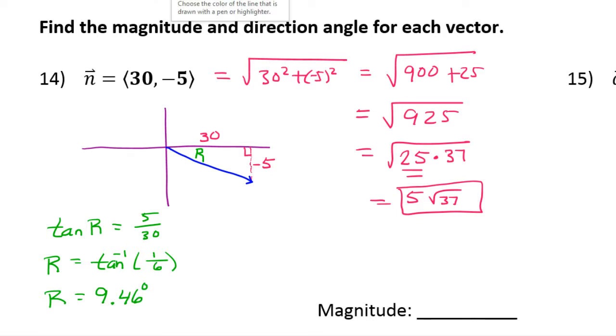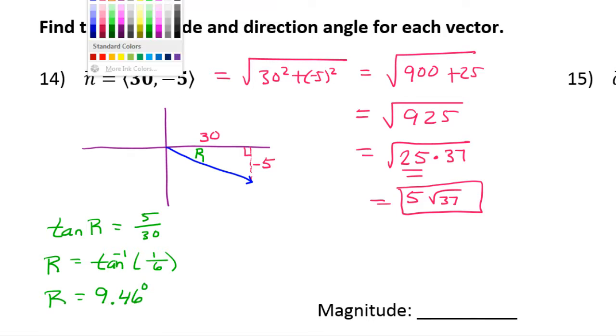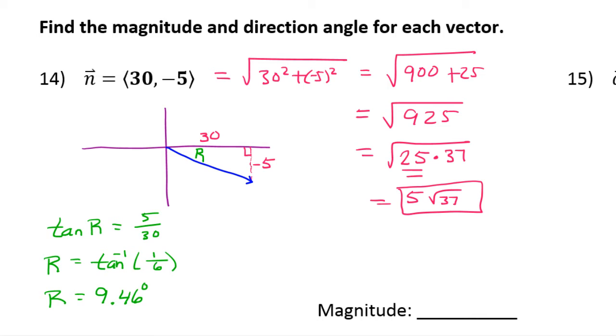Okay, now the actual angle that I want, though, is the angle that goes all the way around from the positive x-axis counterclockwise. Alright, so if I had kept going, I would have gotten to 360. So it's 360 minus r. So we will call the direction angle theta. So theta should equal 360 minus 9.46.